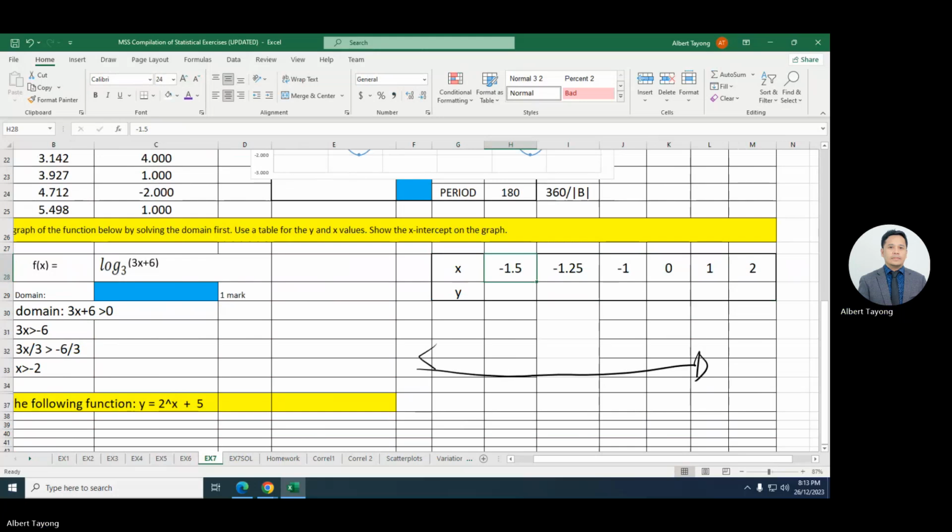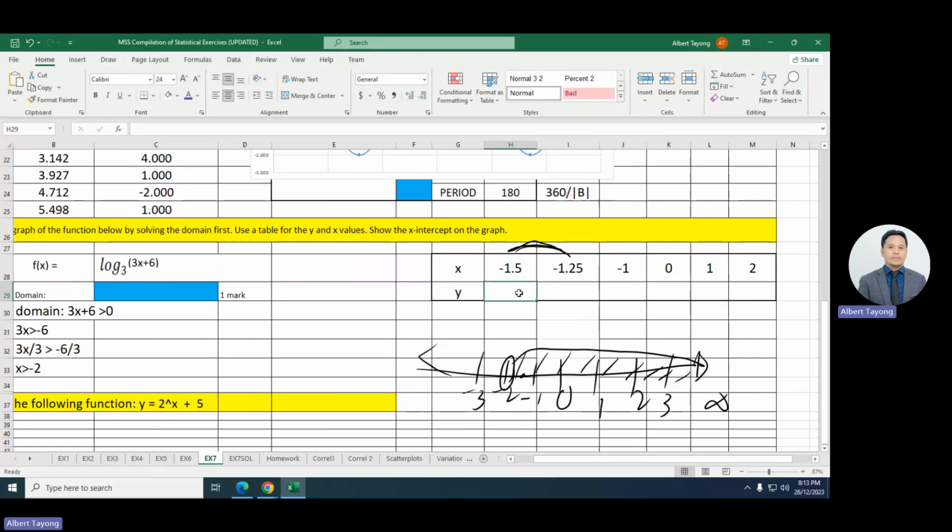If this is our line, this is 0, 1, 2, 3, right? Negative 1, negative 2, negative 3. When is it greater than negative 2? After negative 2, right? I want you to give me at least 2 decimal numbers, then whole numbers, integers. So negative 1.5, negative 1.25, negative 1, 0, 1, 2, and so on. But the table is until here.